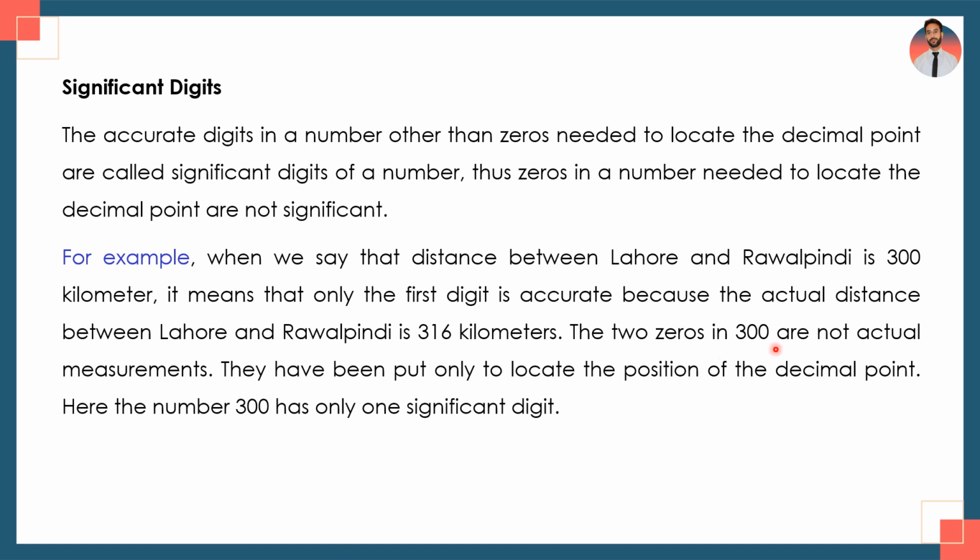The two zeros in 300 are not the actual measurement. They have been put only to locate the position of the decimal point. Here the number 300 has only one significant digit. So the two zeros in 300 are not significant digits, only 3 is a significant digit. Only one number is significant in 300. So students, any zeros used to locate the decimal point are not significant digits.